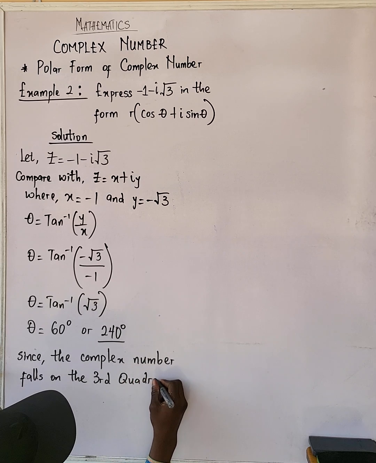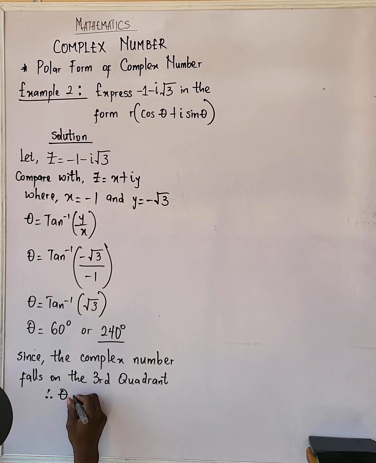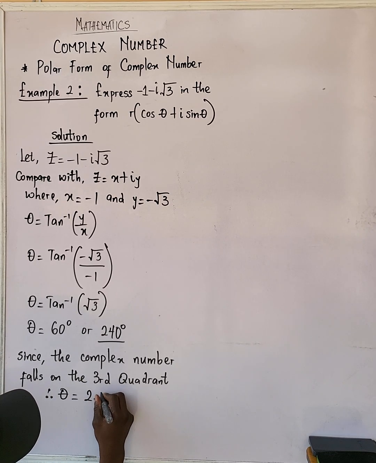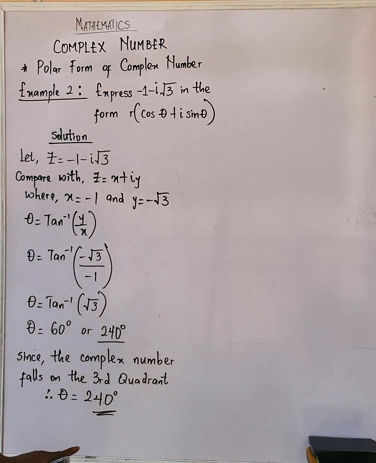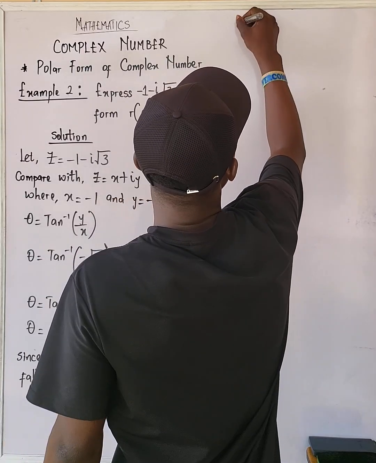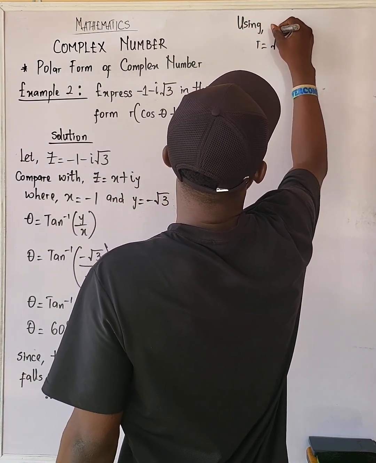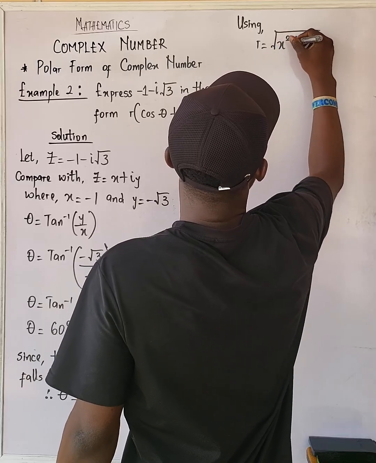So since the complex number falls on the third quadrant, therefore, what's our argument? Our argument is 240 degrees. And that's how we get that. Do you understand? Now, the next is you look for the magnitude. And how do you look for the magnitude? Using r equals the square root of x squared plus y squared.